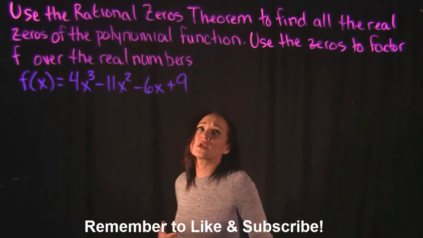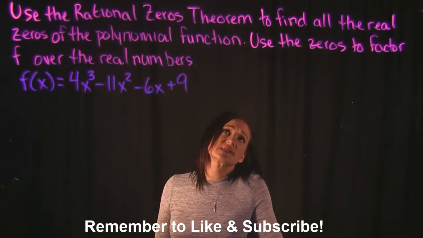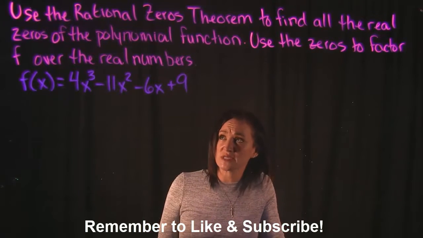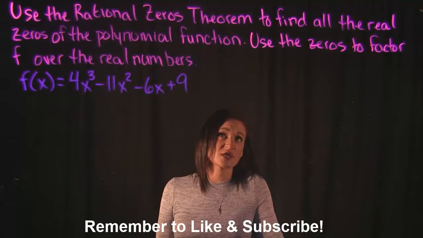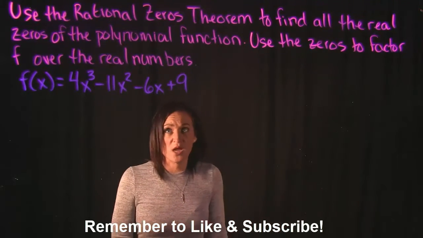So for this video, we're going to work on the following problem here. This says, use the rational zeros theorem to find all the real zeros of the polynomial function, and then use the zeros to factor f over the real numbers.